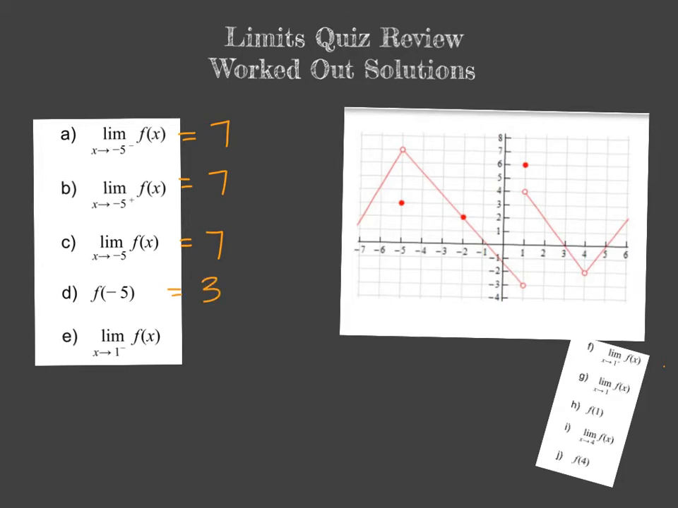And then part E, it starts to ask us about 1. So we're asked what is the limit as x approaches 1 from the left. Here's where x is 1. As we're approaching it from the left, our function's down here. Our limit's a y value. We are approaching the y value of -3.